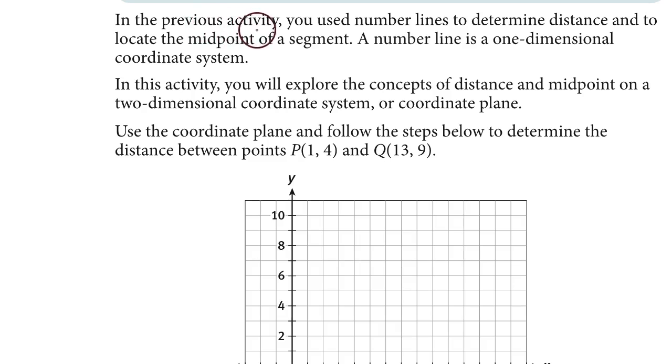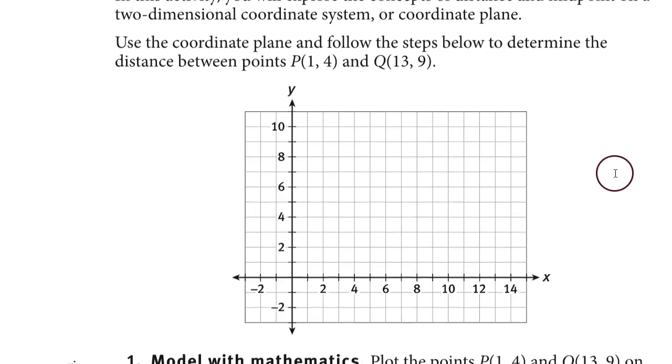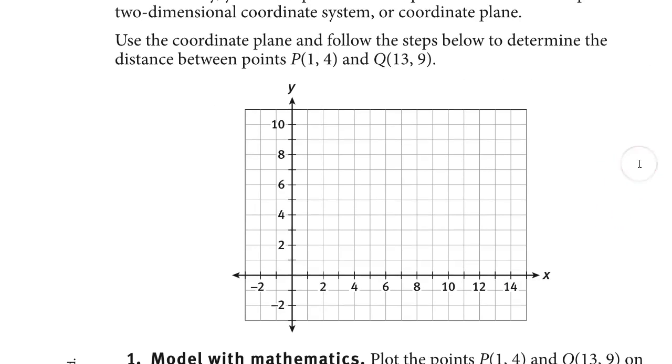In the last activity, we used number lines to find distance and determine midpoint. To find the distance between two dots on a number line, it is as straightforward as subtracting the two numbers where the dots are. On a coordinate grid, we also use subtraction to find distances, but because points could be positioned diagonally to each other, it's going to be a little more complicated to find the distance. So in this activity, we're going to discuss the process.